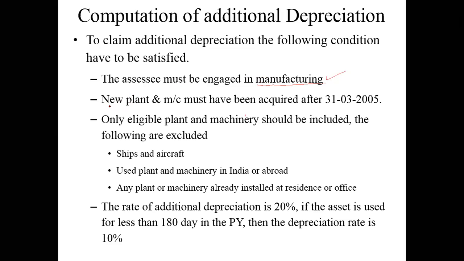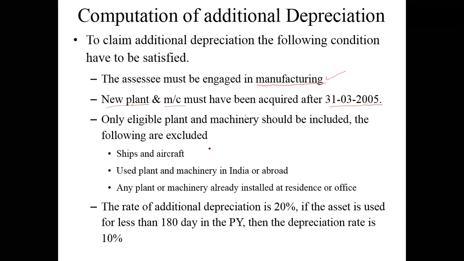It has to be a new plant or machinery, and that too it should have been acquired after 31st March 2005. If you have acquired any plant and machinery prior to 2005, you are not eligible to claim additional depreciation. In other words, after 2005, if you have purchased any plant and machinery, for such case, additional depreciation is applicable. Clear?